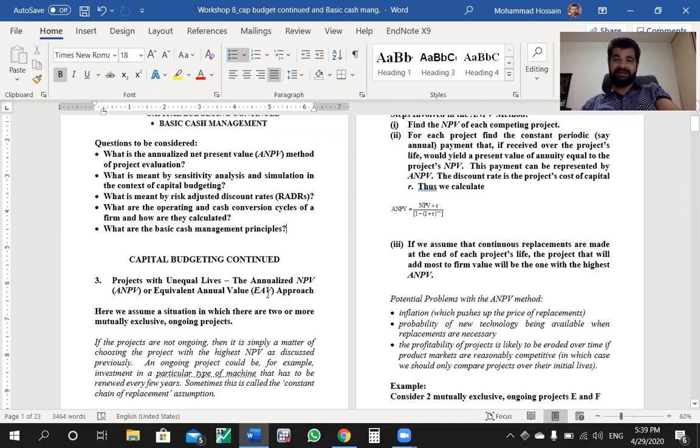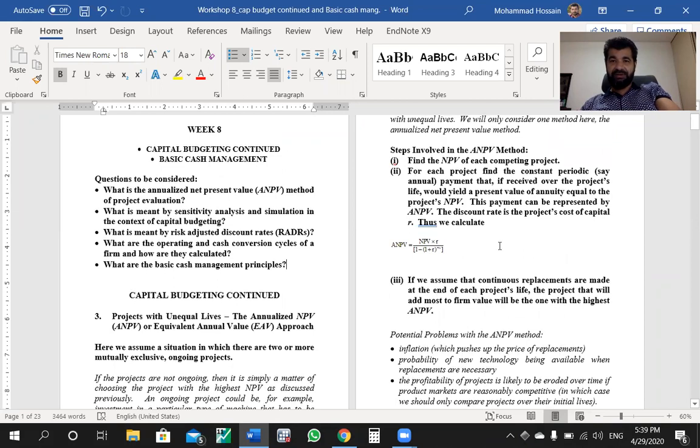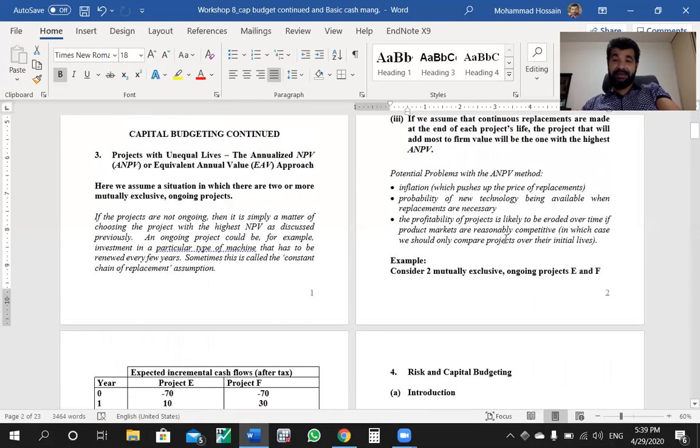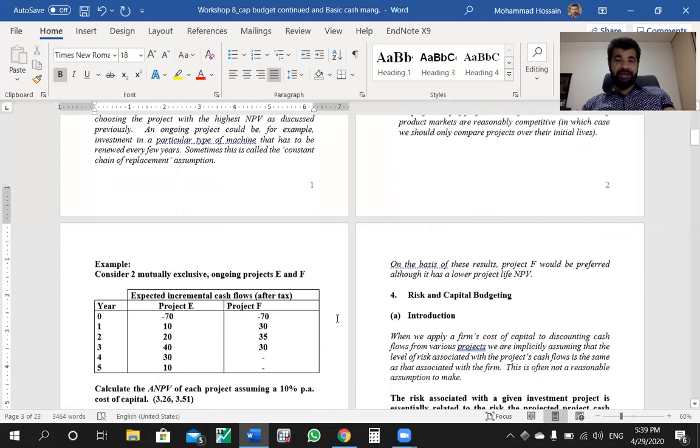What is this thing actually? You can see here that we are giving you the example and the formula as well, annualized NPV. But what is this? That's a good question that comes up. What do they mean by annualized net present value? Normally with net present value, we're going to check, like in this example.